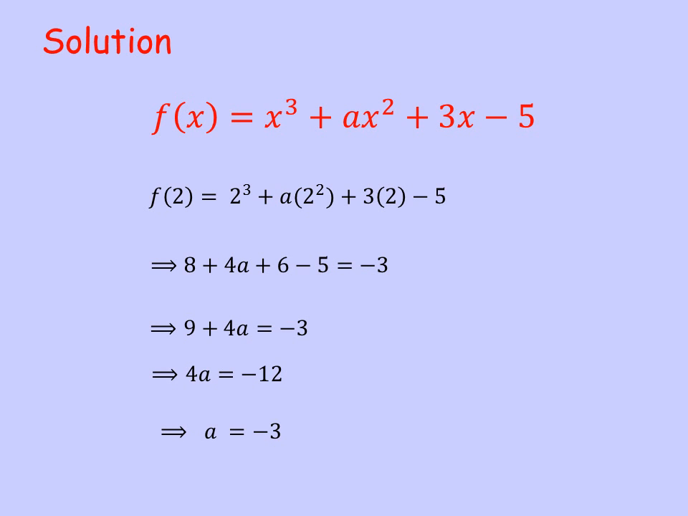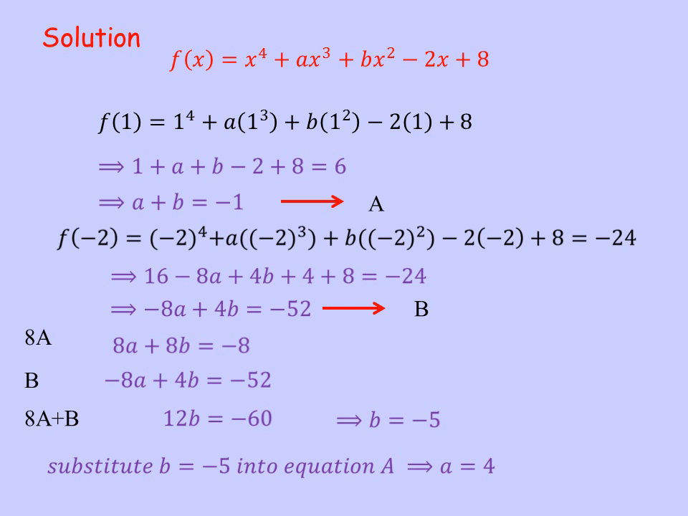For question 1, a was equal to negative 3. For question 2, b was equal to negative 5 and a was equal to 4.